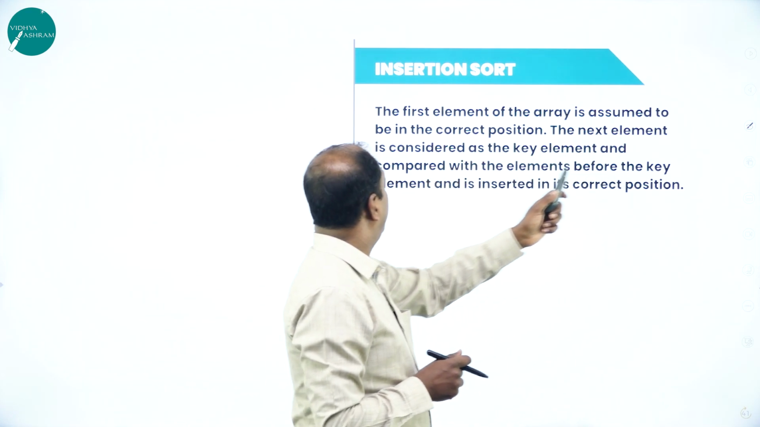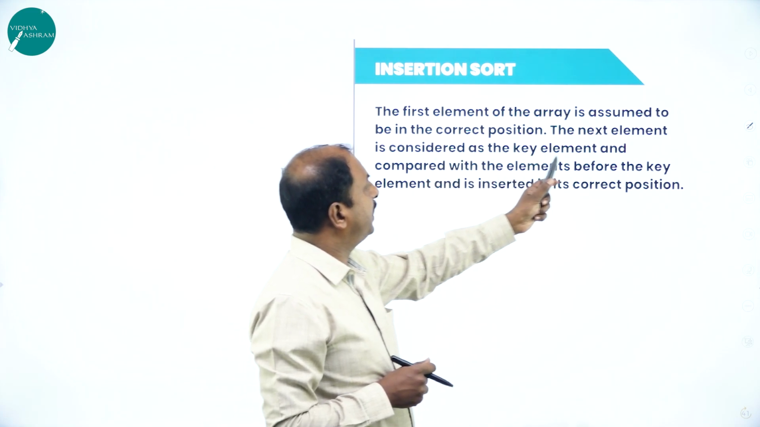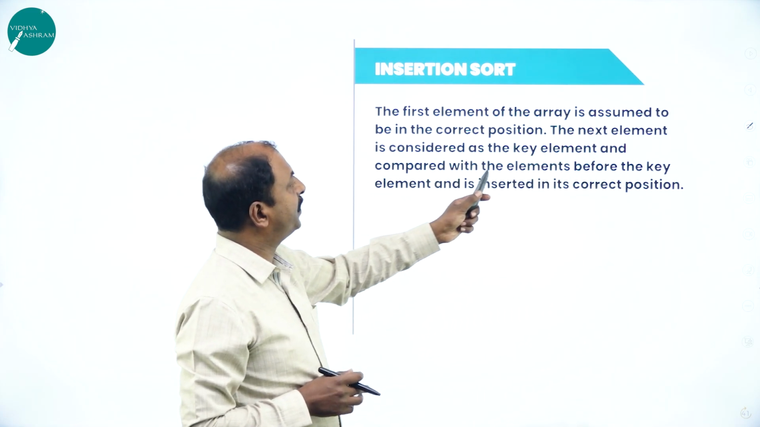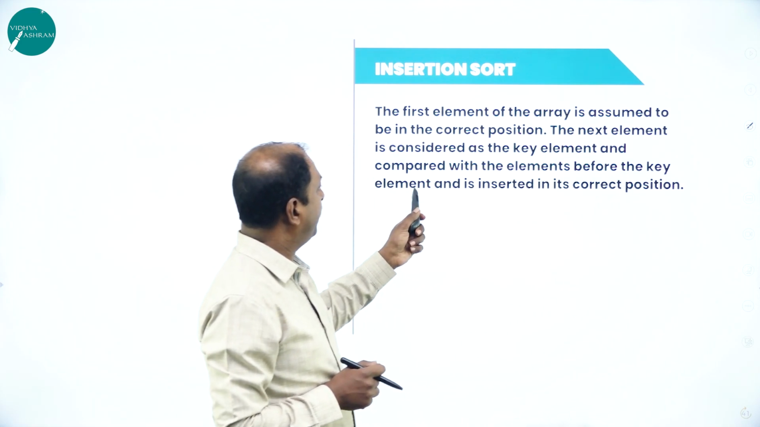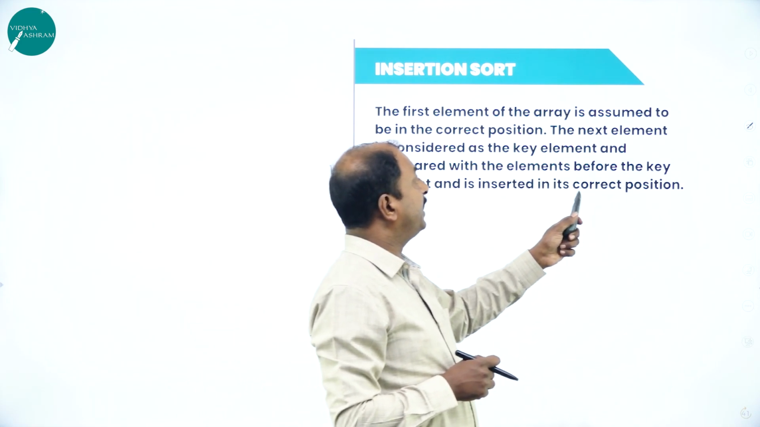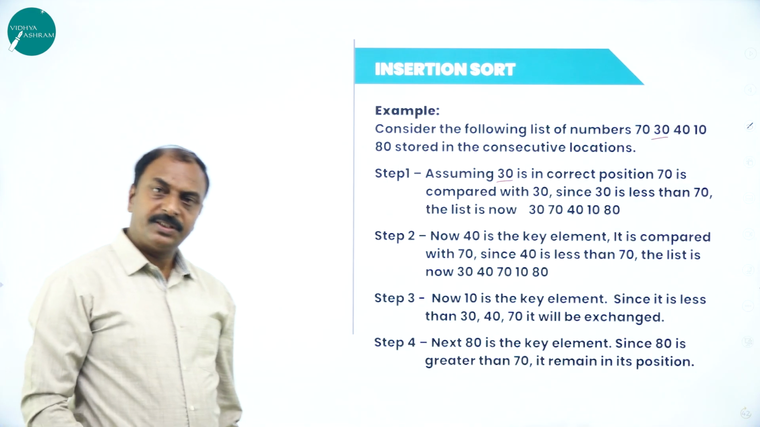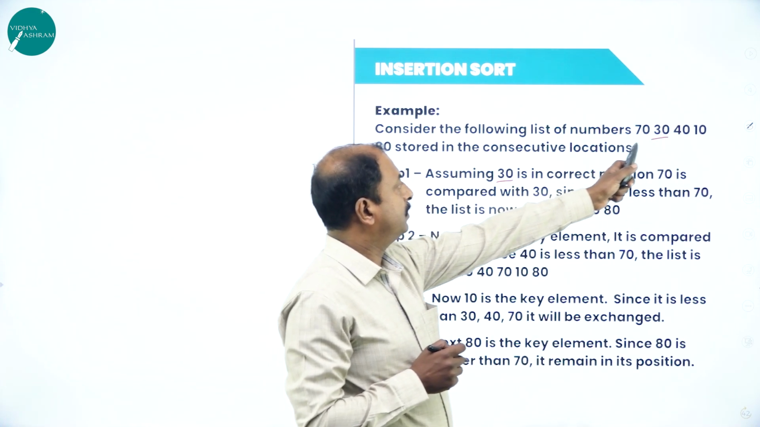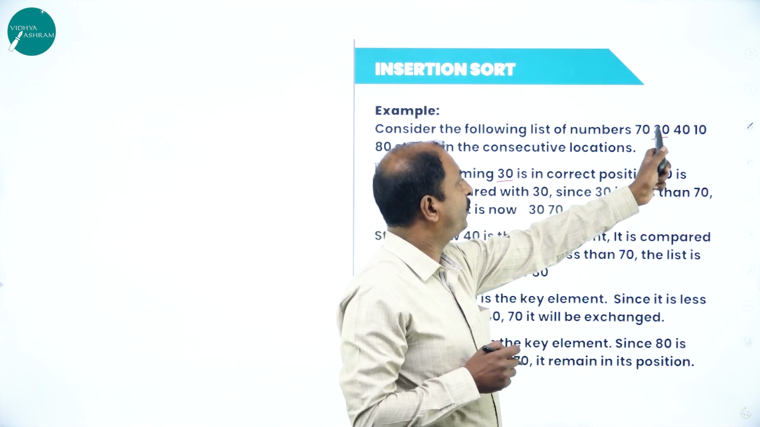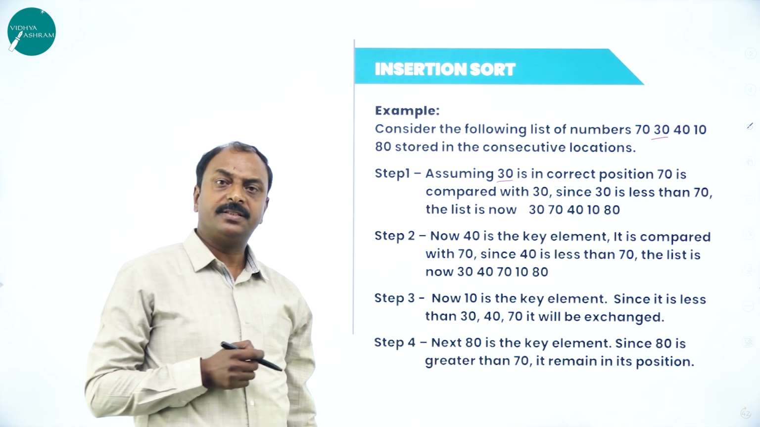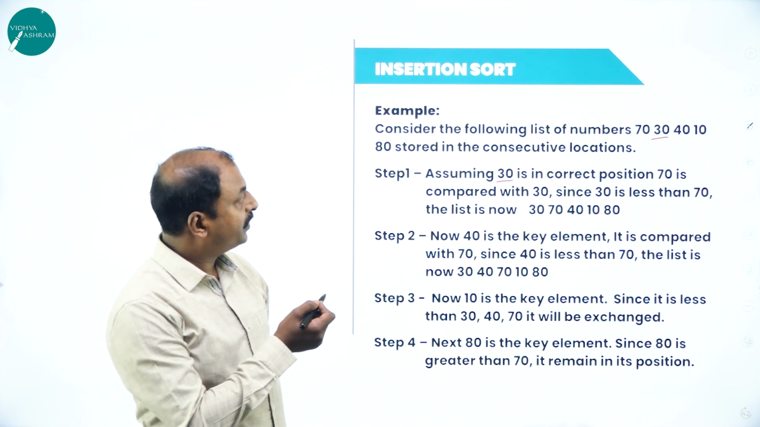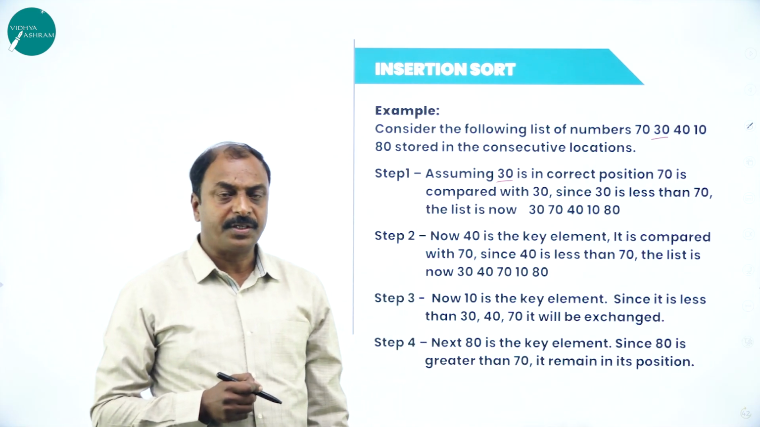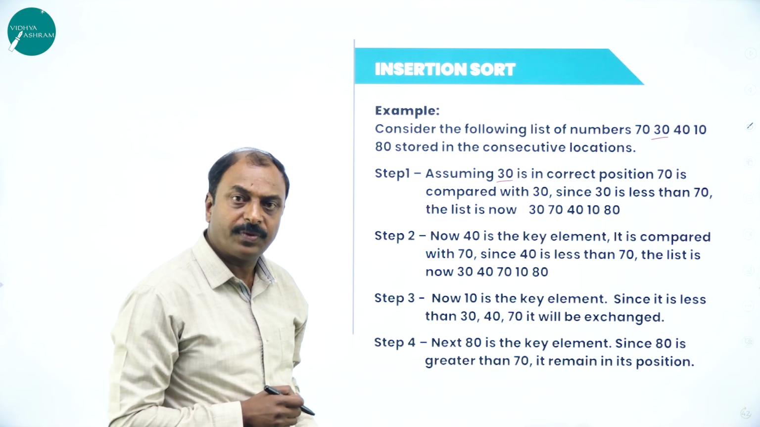The next element is considered as the key element and compared with the elements before the key element and is inserted in its correct position. Consider the example. Here, let array elements be 70, 30, 40, 10 and 80. This is a given array, and if you observe, these elements are not sorted. Now let us follow the algorithm for the same.